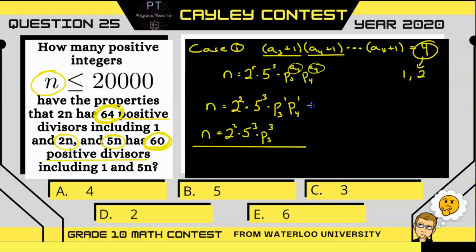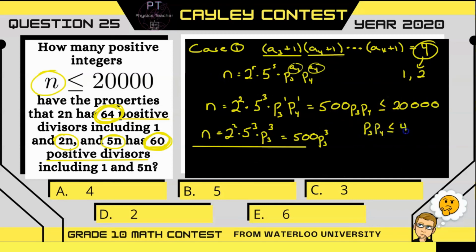So this value is 500 p3 p4, and this value here is 500 p3 cubed. Now since we know that this value must be less than or equal to 20,000, if I divide both sides by 500, I know that p3 p4 must be less than or equal to 40. And the same goes with this. I know that p3 cubed must be less than or equal to 40.